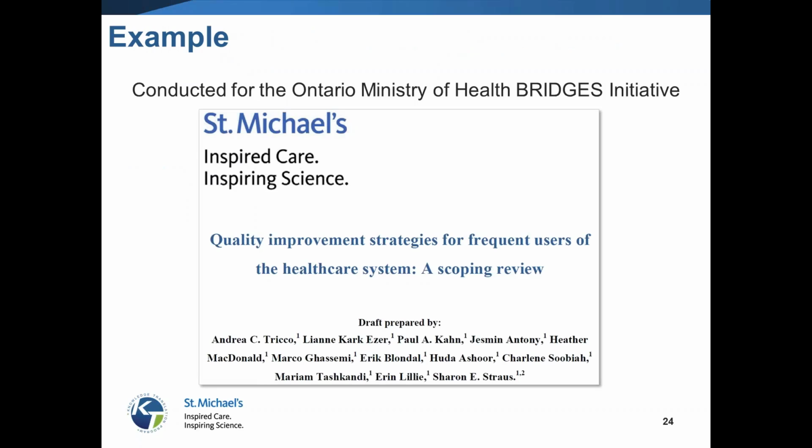So just to give you an example of all those different methods, the one that I wanted to build upon was the one that we did for our Ontario Ministry of Health, and this was their Bridges initiative. And they were particularly interested in these quality improvement strategies for frequent users. So frequent users would be these patients that keep encountering our healthcare system, and we had defined them as 5 or more times. And they wanted to know, what can we do to help these patients and help manage them a bit better? So we did a scoping review for them.